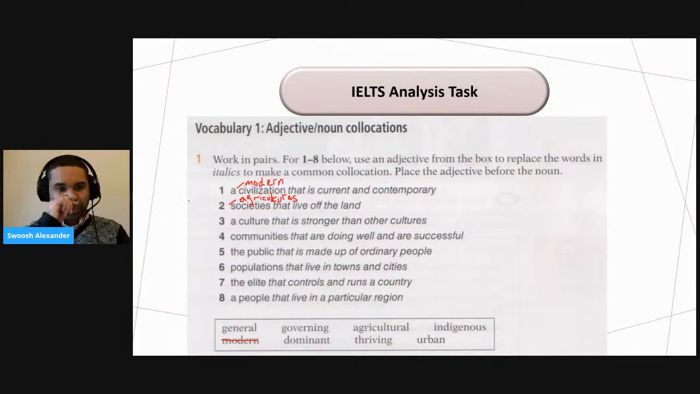Oh, slightly misspelt that one. So it should be agricultural. Yeah, okay, so that would be number two then.